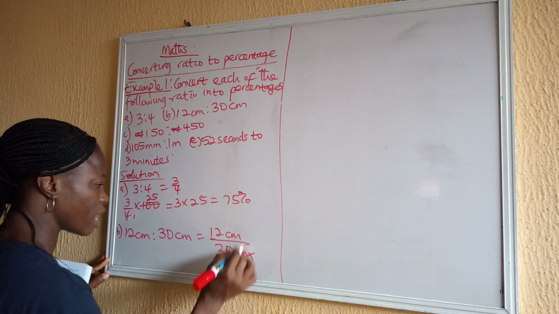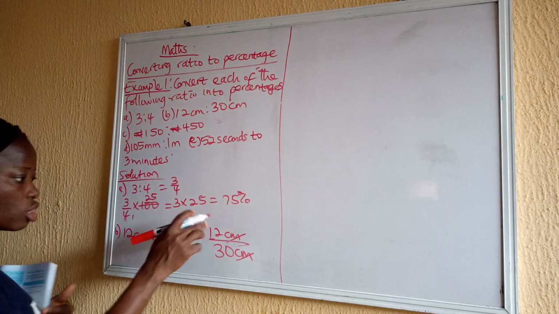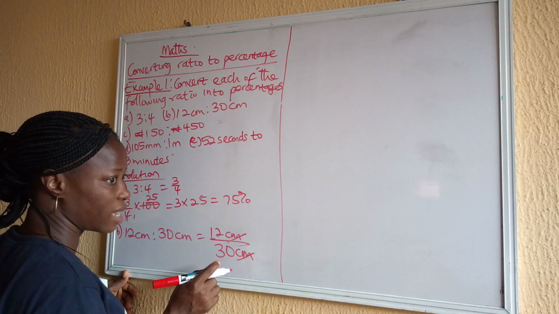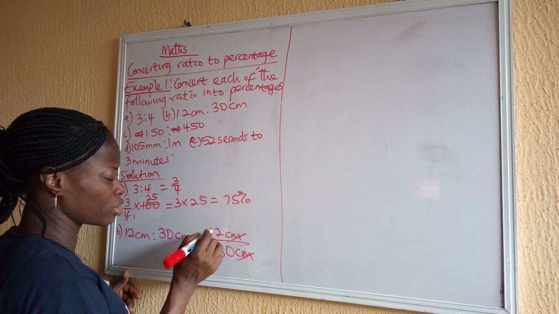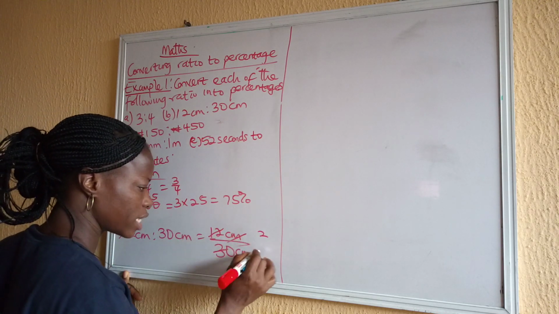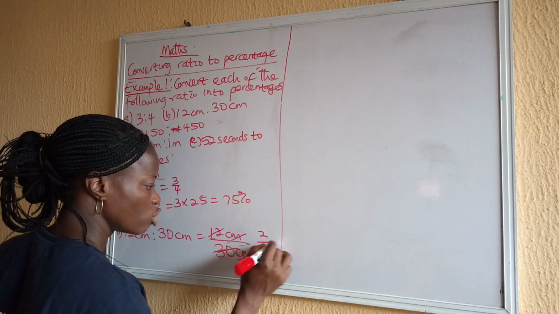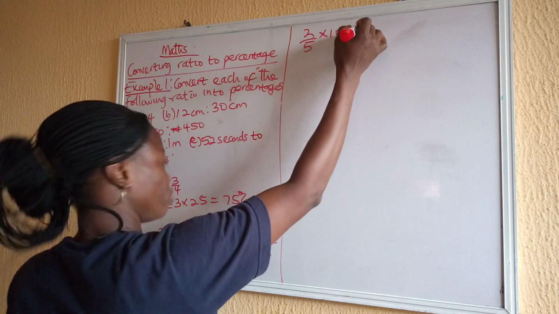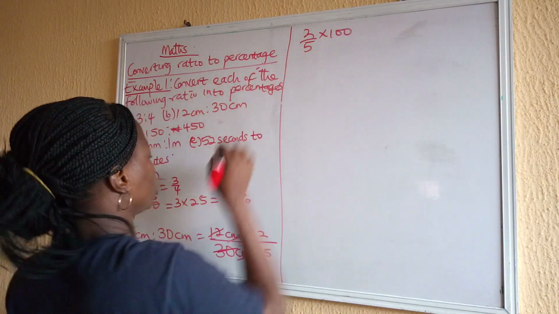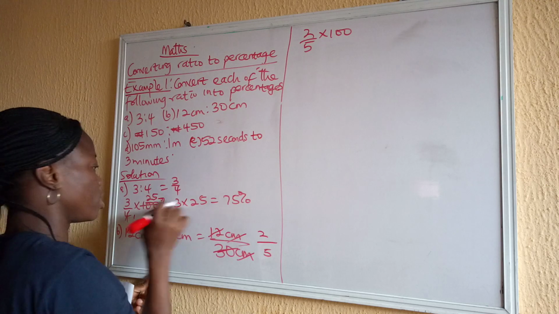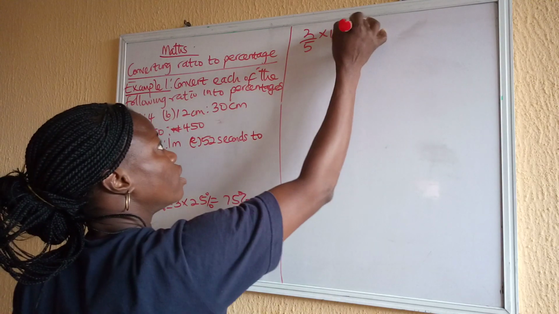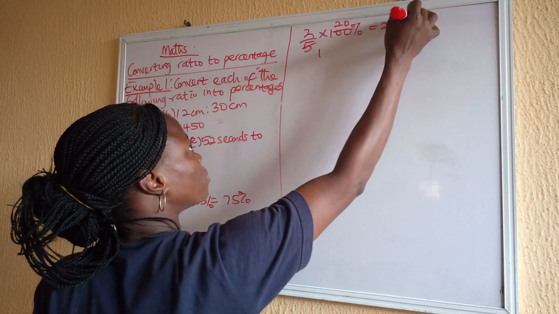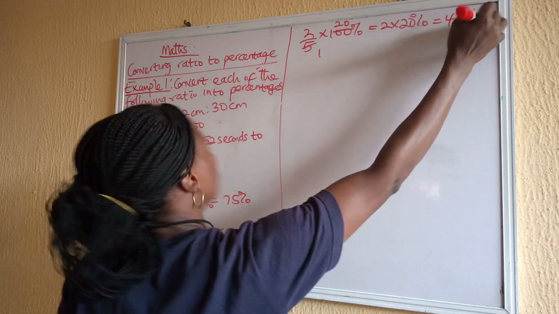Then for the B part, we have 12 centimeter ratio 30 centimeter, which is 12 centimeter divided by 30 centimeter. Remember, the units will cancel out, so you are left with 12 over 30, and 12 over 30 can be reduced further. If you use 6 to divide, 6 in 12 is 2, 6 in 30 is 5, so you are having 2 over 5. So it's 2 over 5 multiplied by 100 percent. 5 here 1, 5 here 20, that will be 2 times 20, which is 40%.